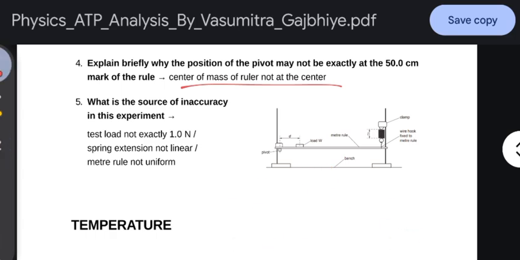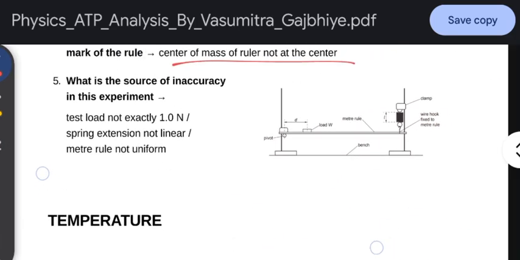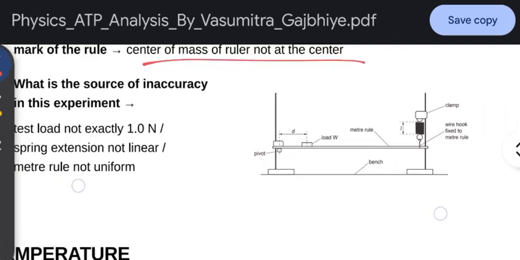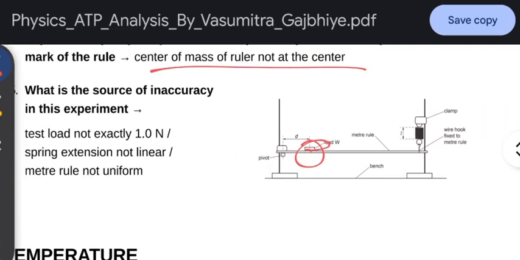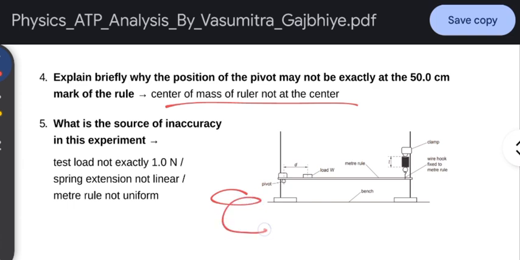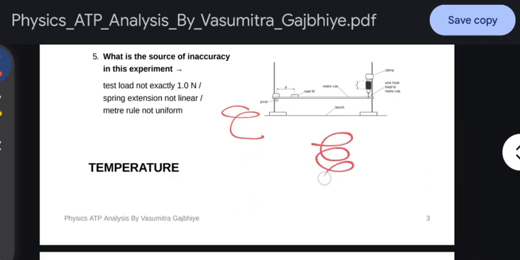Okay, now what is the source of inaccuracy in this experiment? The test load is not exactly at 1 Newton, like this test load they have not kept exactly at 1 Newton. Another can be that the spring extension is not linear, because when a spring extends, it needs to be linear this way. If it goes like this, it's not a good way. Okay, the distance should be linear.